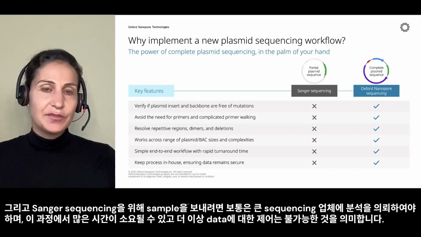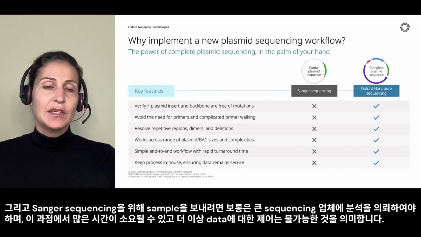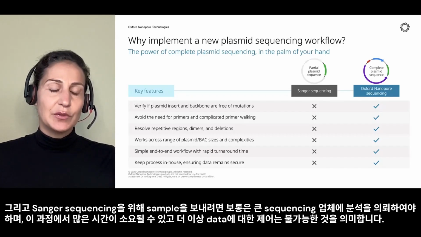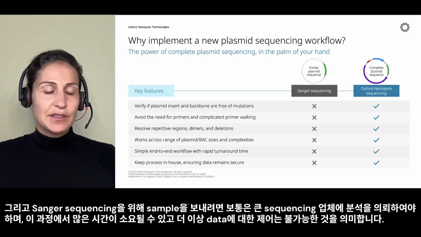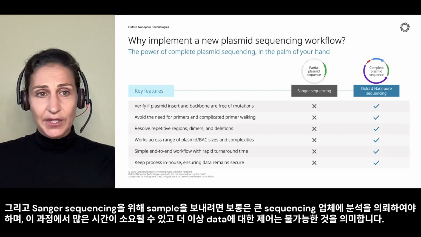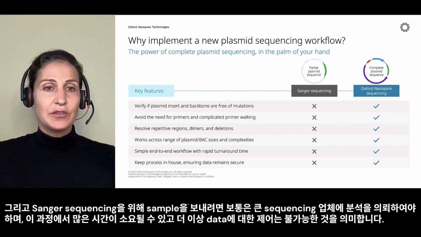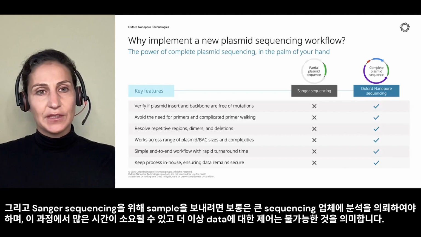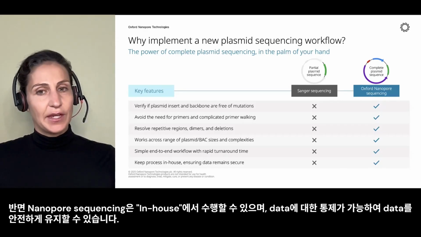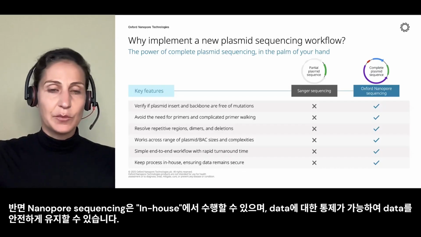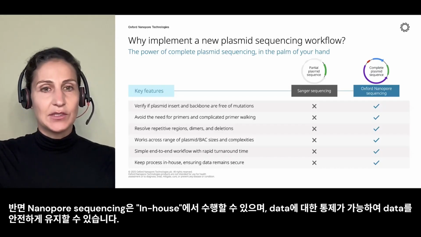And when you send off your samples for Sanger sequencing, you usually have to send them to a core sequencing provider. And this means that can take a lot of time. And it also means that you no longer have control over your data. And with nanopore sequencing, if you do this in-house, you have a lot more control and your data remains secure.